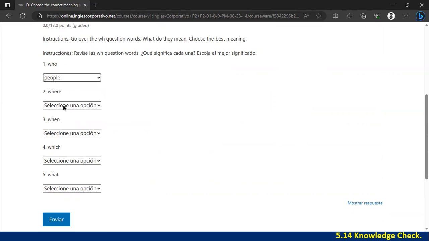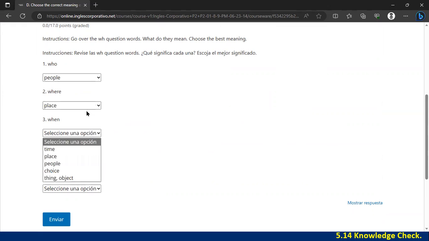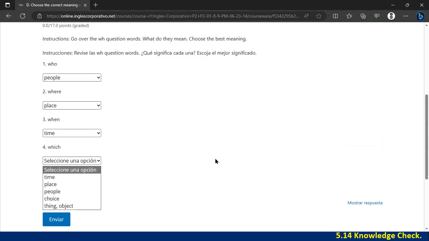People. When do we use where? Place. When do we use when? Time. When do we use which? Things or objects? No, actually, we use it with choice. Because, for example, if I ask, "Which one do you like, the red one or the blue one?" talking about a shirt, for example. So when you use which, it's because you have to choose, okay?